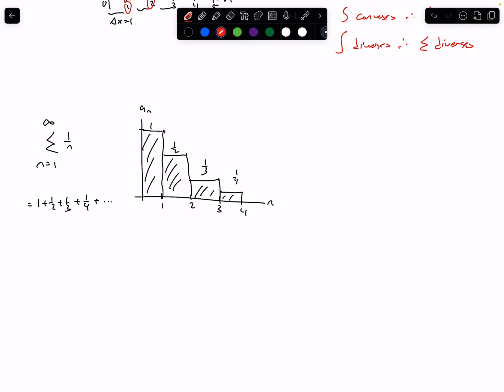So instead, I'm going to write an integral. Now we're using a left-hand sum again, and there's a reason for that. We'll talk about that in another video. We'll see why we do that.